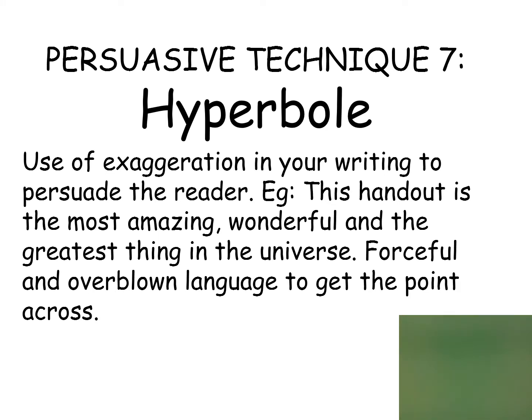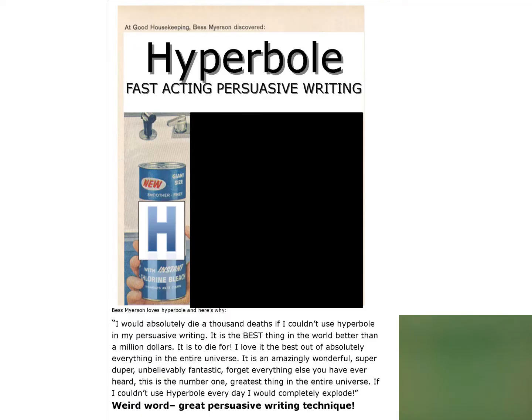The hyperbole, which is also known as a persuasive technique as exaggeration. Example here: this handout is the most amazing, wonderful, and greatest thing in the world. So that is just a worksheet done by someone. So it can't be the most amazing, wonderful, greatest thing in the universe, because we didn't go to any other places just to find, for example, that this is the wonderful one or the most amazing one. Okay, so as you know, this language is used in order to persuade.